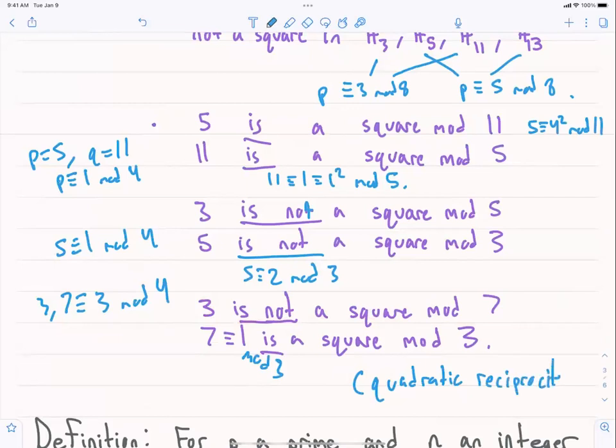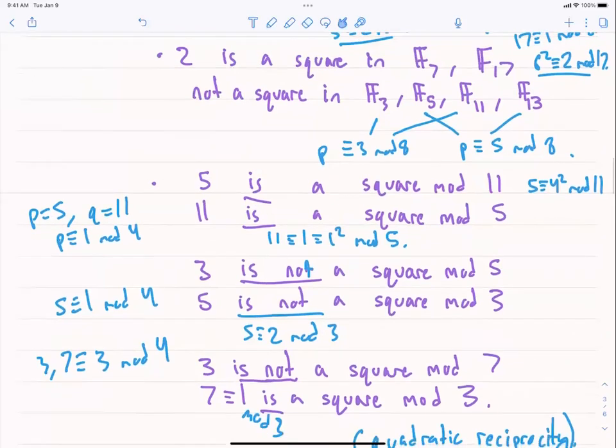And it's very useful because oftentimes one of these questions is easier than the other, like whether P is a square mod Q or whether Q is a square mod P. So for example, if you look at this first example, it's a lot easier to check that 11 is a square mod 5 than it is to check that 5 is a square mod 11. Okay, so we observed these properties, and here are some examples illustrating it again.